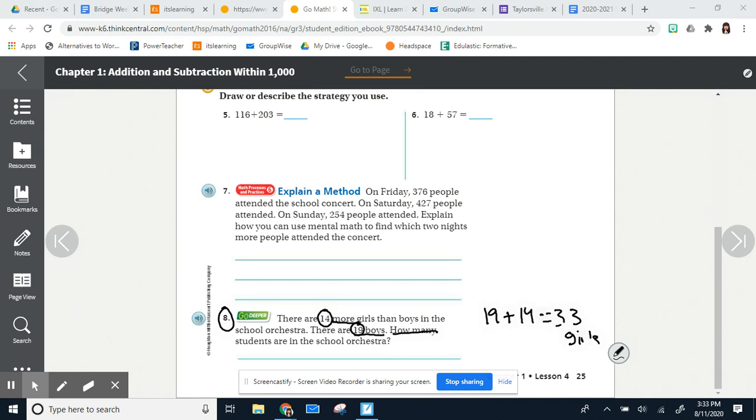So there's a second step to this. It would be 19 plus 33. So 9 plus 3 is 12. 1 plus 1 is 2. 2 plus 3 is 5. Okay, so now that sounds more right to me. There are 52 students. Okay?